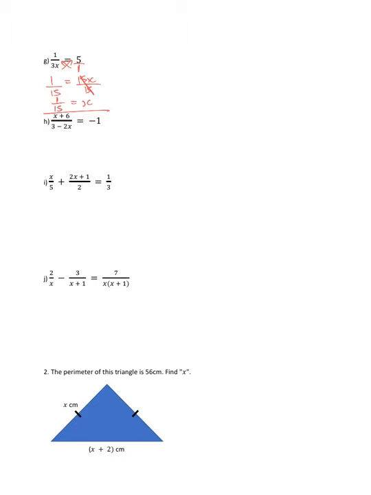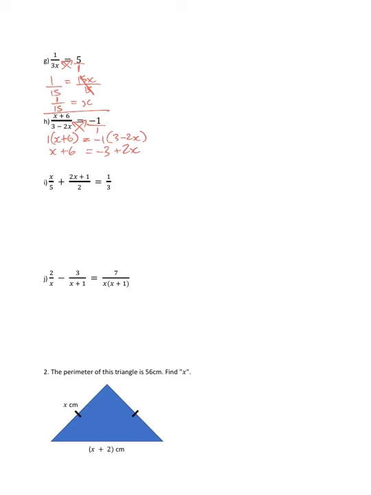Again, you've got a fraction on the left hand side, and on the right hand side it's a fraction as well, just not written like that. Cross multiply. 1 times x plus 6, and negative 1 times 3 take 2x. Expand the brackets, x plus 6. Negative 1 times 3 is negative 3. Negative 1 times negative 2x is positive 2x.